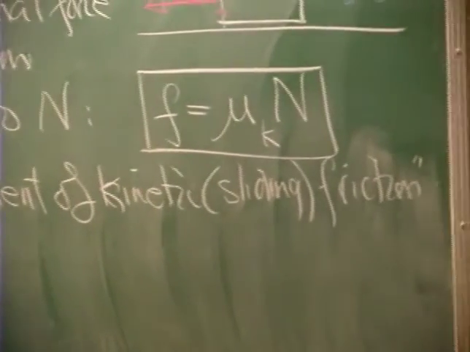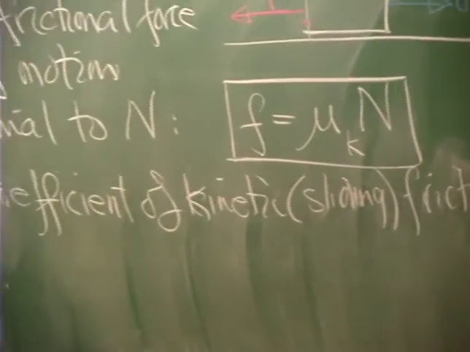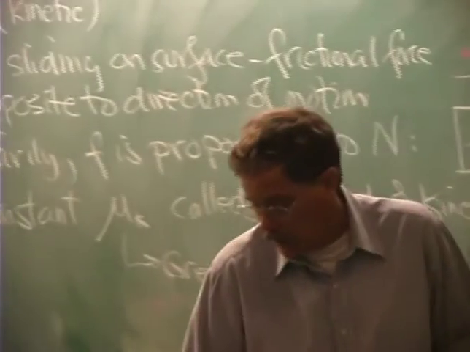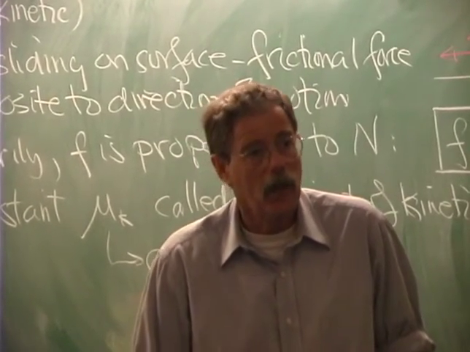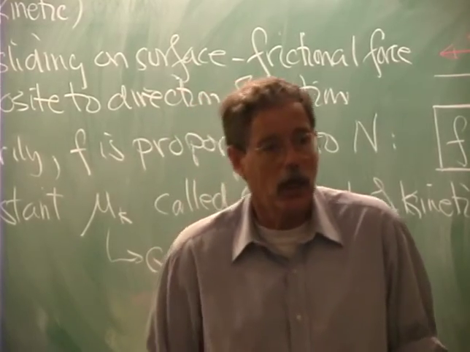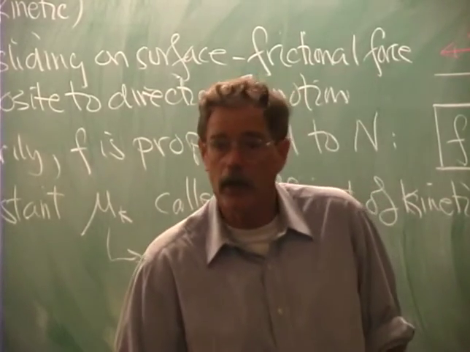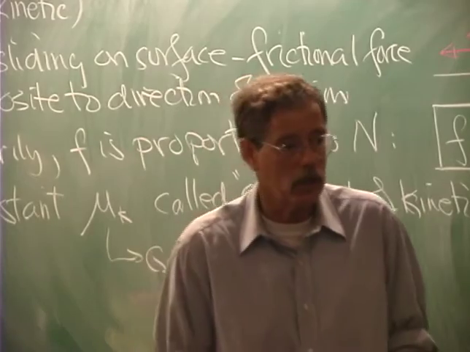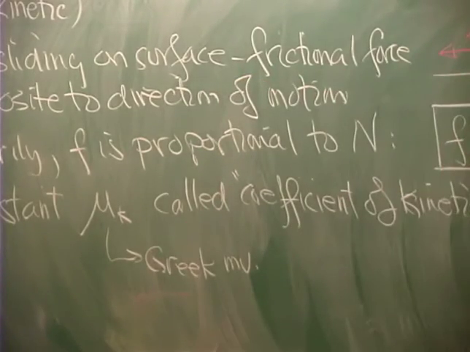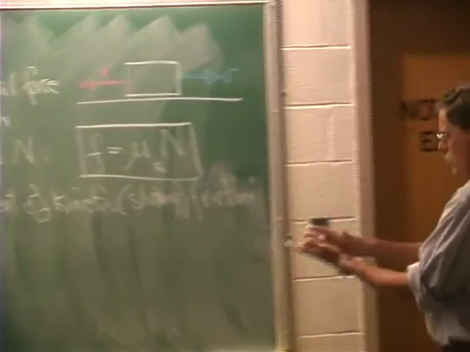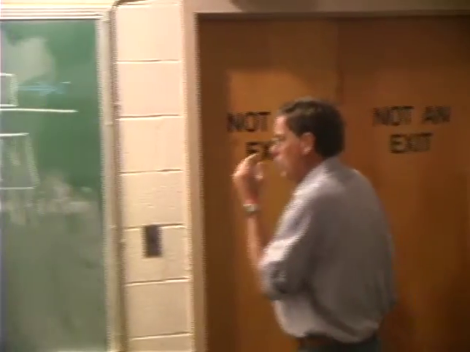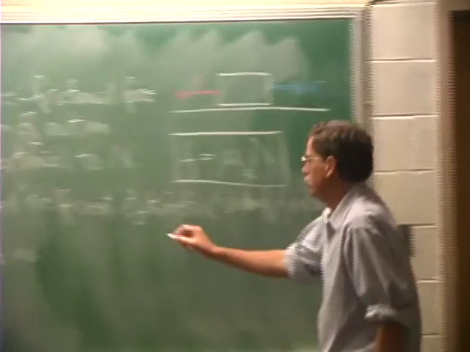And what the value is depends entirely on the two surfaces. This combination here has a fairly large coefficient of kinetic friction, but if I polished up the surfaces and put some oil on there or something like that, then I would have a much lower coefficient of kinetic friction. It just tells you, very roughly speaking, how rough the two surfaces are. So typical values.